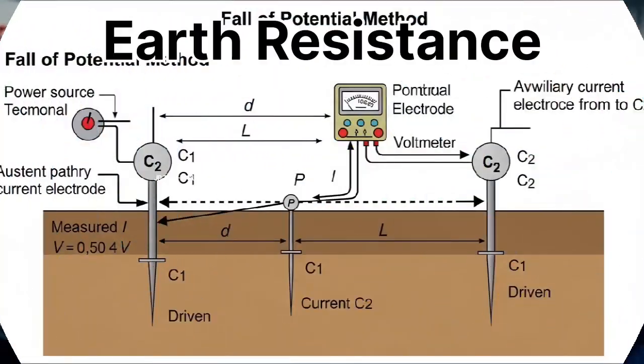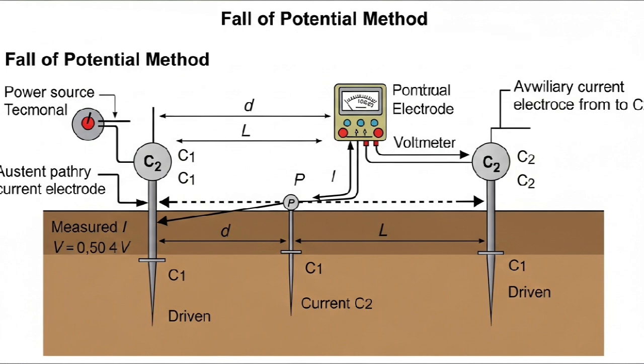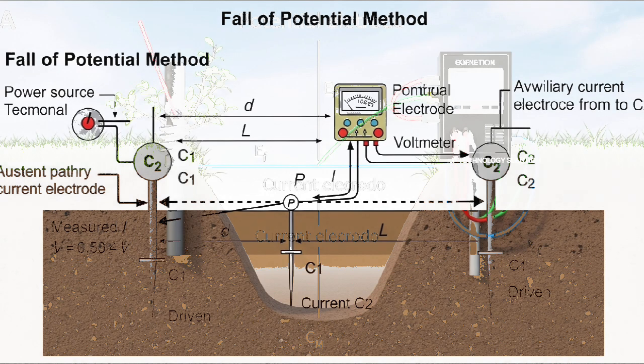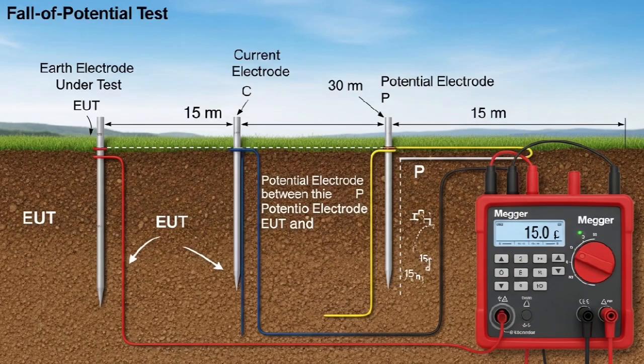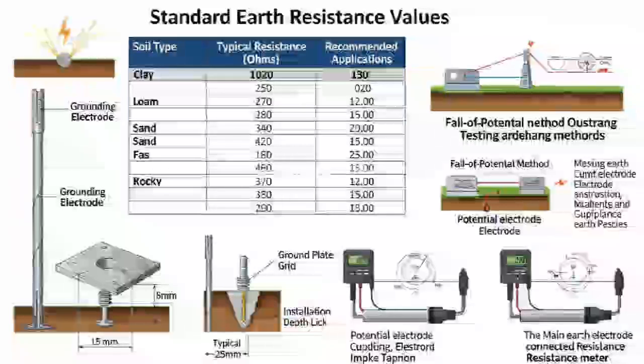Question 21. How is earth resistance measured? We use an earth Megger. The most common method is called the fall of potential method. Here's how it works. 1. First, you select the earth electrode under test. 2. Then place a current electrode about 30 meters away in the soil. 3. Place a potential electrode between them, usually 15 meters away. 4. The Megger sends current and measures the voltage drop. From this, resistance is calculated.